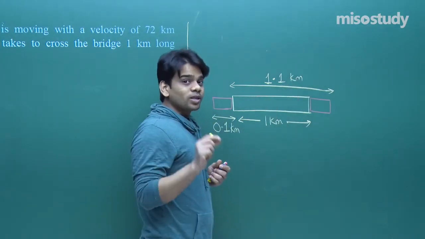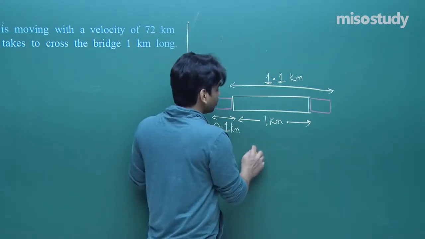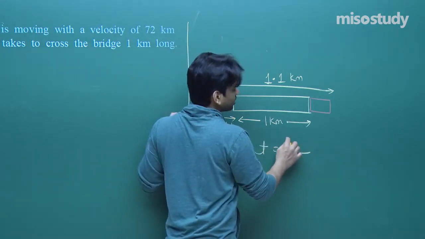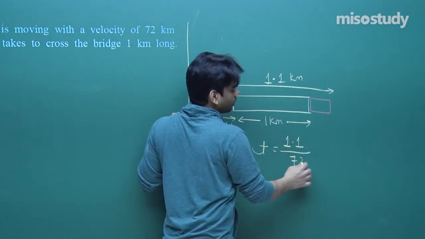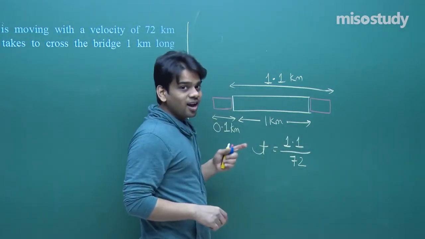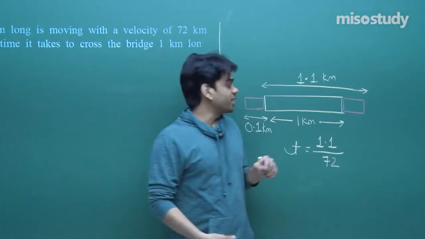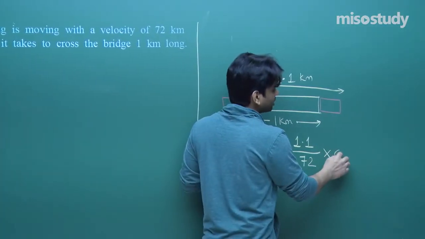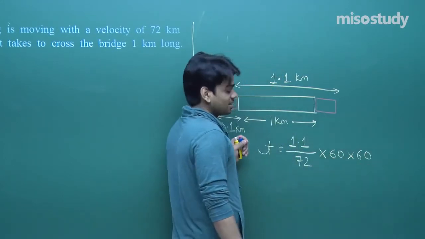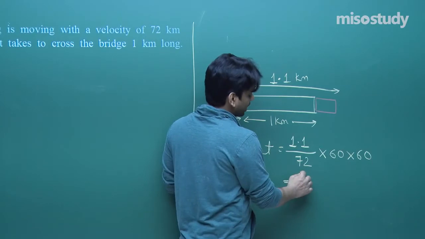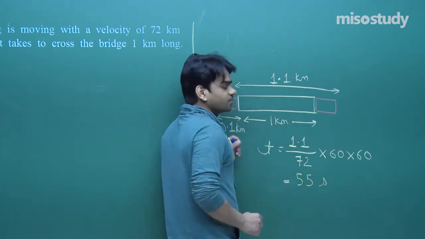Now that 1.1 kilometer, it is traveling with a speed of 72 km per hour. So time taken will be distance upon speed, 1.1 divided by 72 km per hour. You will get this in hour. The options are given in seconds, so let us convert into seconds. Multiply with 60, you will get in minutes. Multiply with 60, you will get in seconds. If you calculate this, you will get approximately 55 seconds.